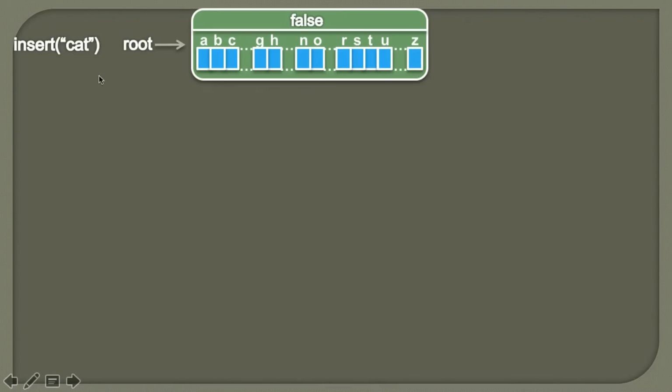Friends, we also know that each character in this word will be represented by a trie node. So using this root, first we will insert C from the root. Here we go to index 2 which maps to character C, and we see whether the trie node at index 2 is null or not. Currently, as root is empty, the trie node at index 2 is null.